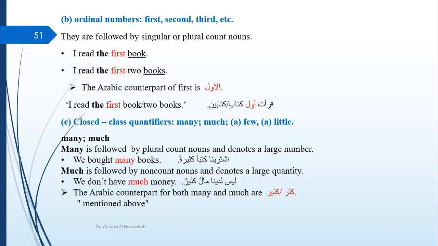Much is followed by an uncount noun, nouns in general, and denotes a large quantity. So many denotes a large number. But when we use much, we are talking about large quantity. And there is a difference in meaning between large number and large quantity. هنا كمية, هنا عدد. We don't have much money. ليس لدينا مال كثير. أو ليس لدينا الكثير من المال.